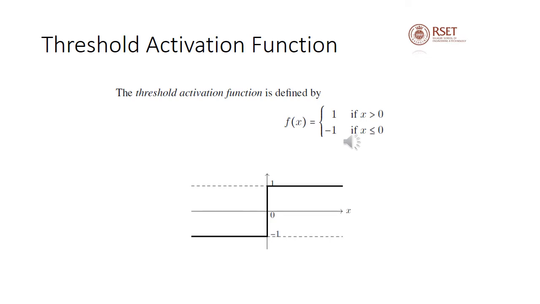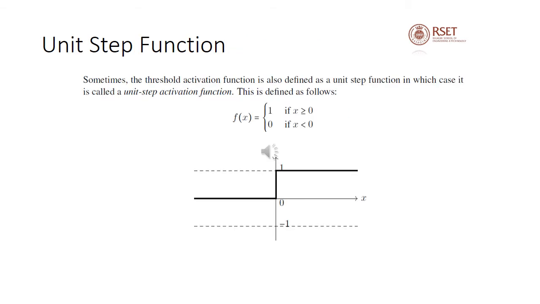Let's see the first activation function, which is called the threshold activation function. If x is greater than 0, the value is 1, and if x is less than or equal to 0, then it is equal to -1. The next activation function is the unit step function. Here the value is quite different from the threshold activation function: if x is greater than or equal to 0, the value is 1. If x is less than 0, the value is equal to 0. Let's see the graph of the unit step function.